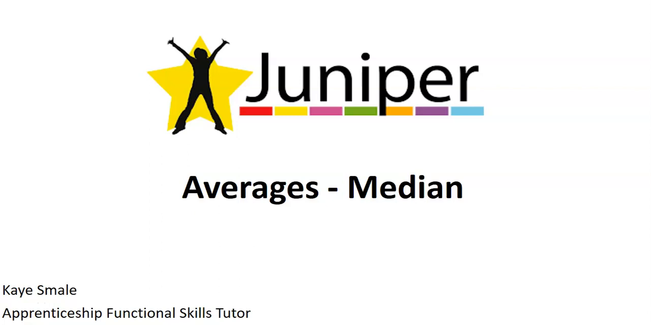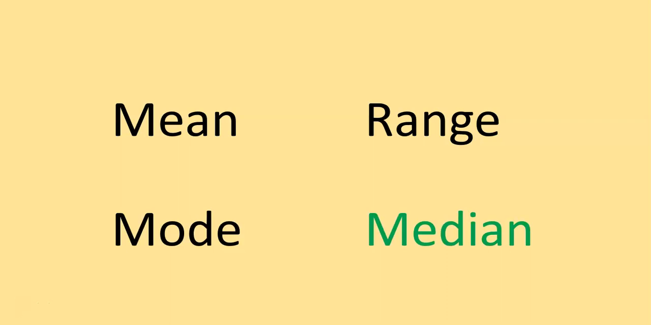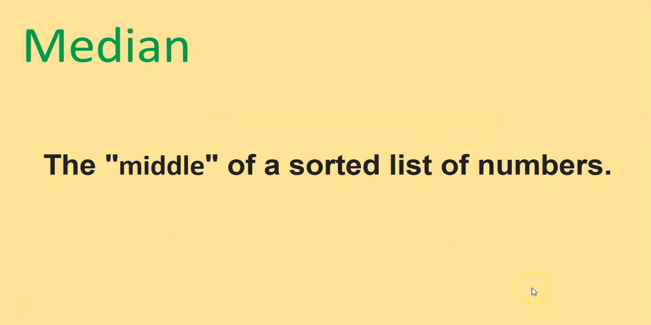There are 4 types of average that you need to know about when you're learning functional skills maths: mean, range, mode, and median, which is what we're going to focus on today. A median average is the middle of a sorted list of numbers. So to calculate a median, we need to put our numbers in order and then calculate the middle.